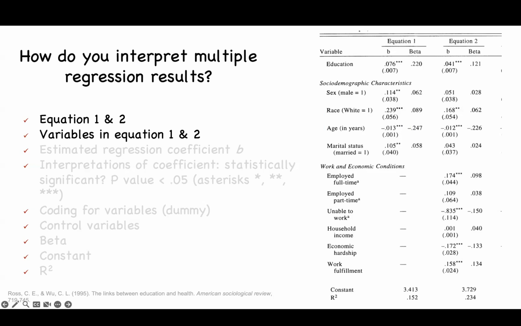The difference between these two equations is the number of variables in the regression. Equation 1 has 5 independent variables. Education is the number of years of schooling. Equation 1 also controls for 4 demographic variables. 3 of them are dummy variables. Sex is coded as 1 for males and 0 for females. Race is coded as 1 for whites and 0 for non-whites. Marital status is coded as 1 for married and 0 for others. The last demographic variable, age, is measured in years. To compare, equation 2 has additional variables, work and economic conditions.